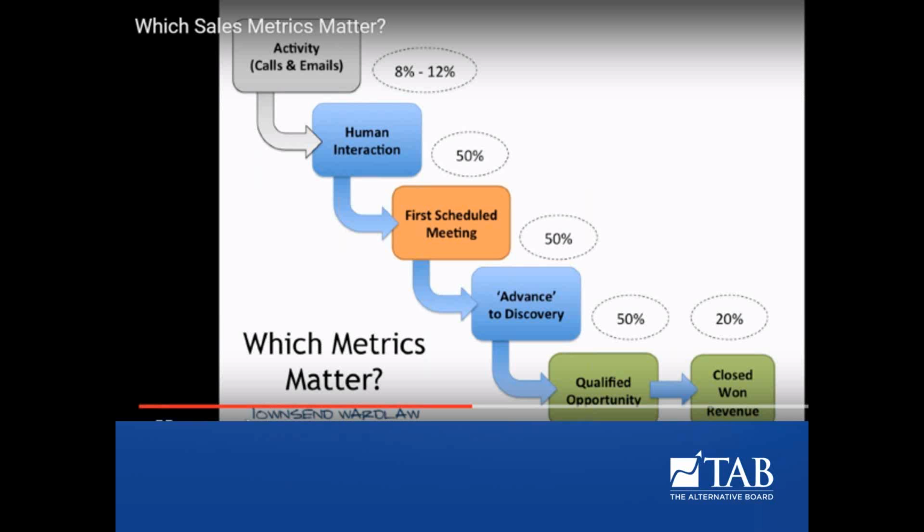Great, thanks. Yeah, I think just to clarify that first step, it was the 8 to 12% of your initial pool that you're starting with. So that's great. Yeah.